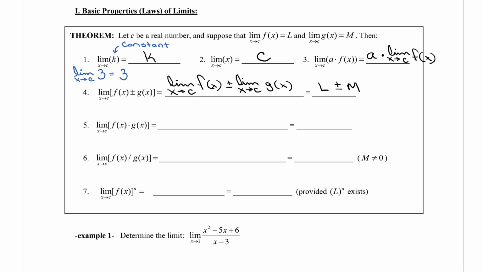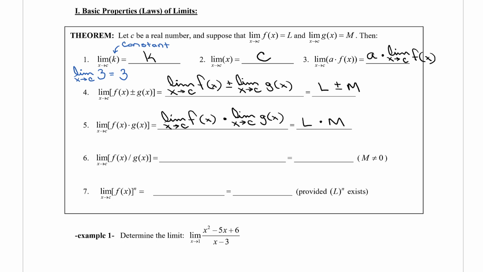The fifth property states the limit as x approaches c of, open a set of square brackets, f of x times g of x, close the square brackets, is going to be equal to the limit as x approaches c of f of x times the limit as x approaches c of g of x. And this is also equal to L times m.